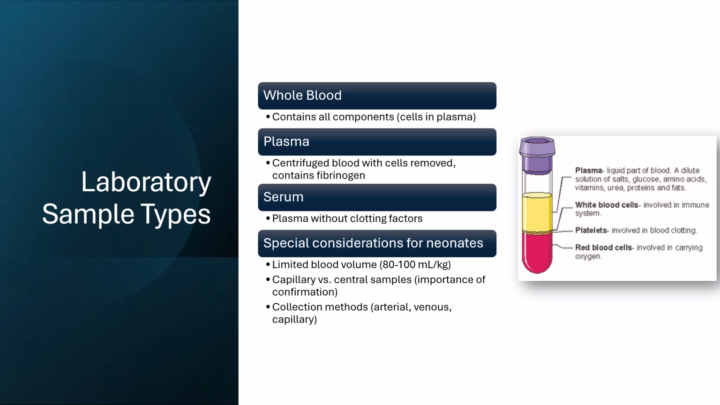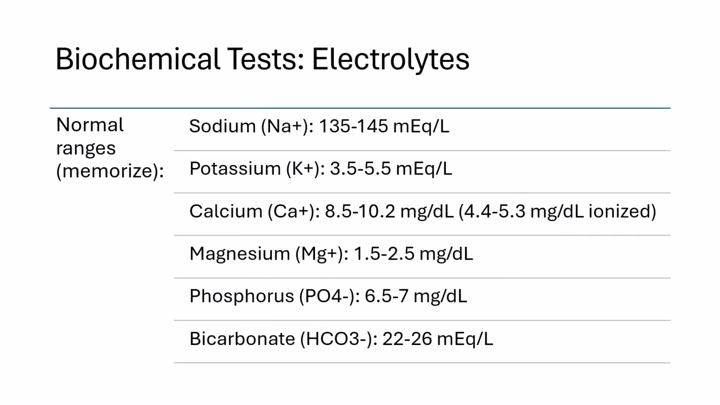Also important to know is that capillary samples can differ significantly from central samples. For example, capillary heel stick samples tend to have higher potassium levels due to hemolysis, and capillary hematocrit readings run about 10% higher than central values. This is tested frequently, so remember when to confirm with central samples.